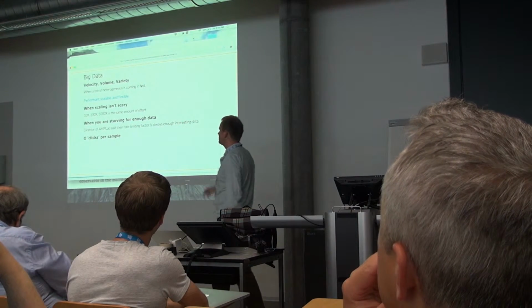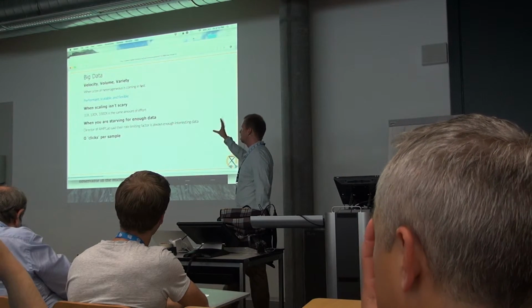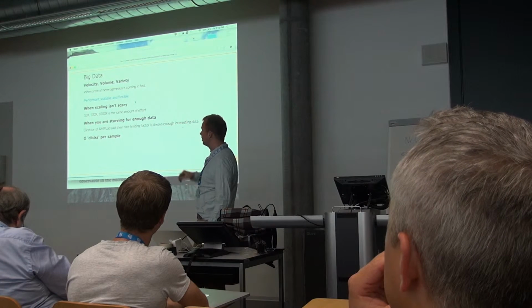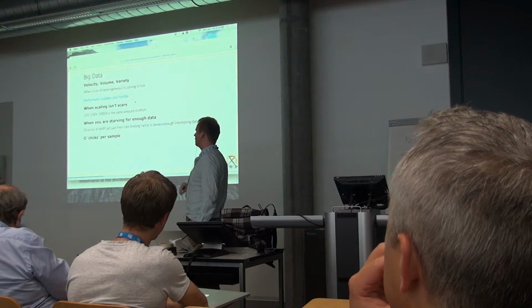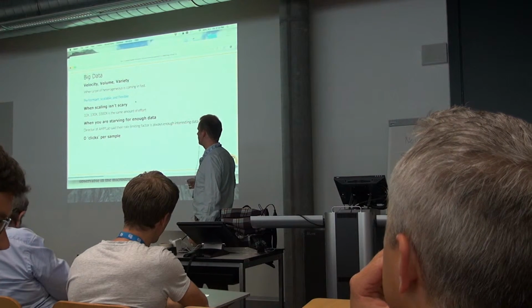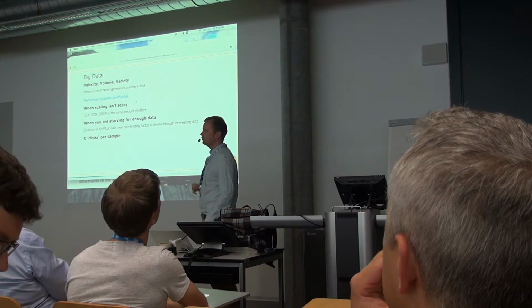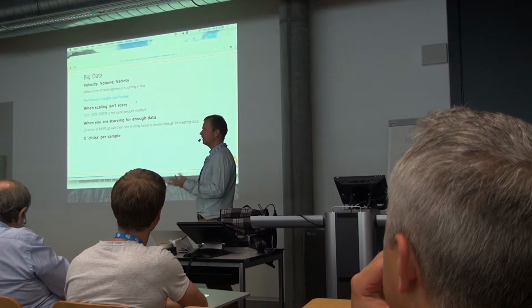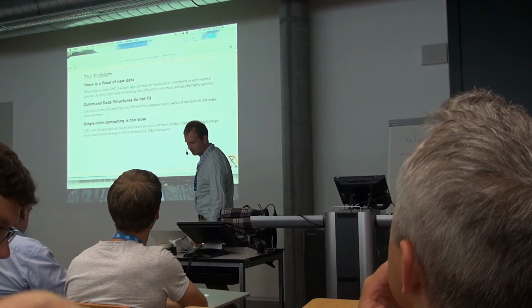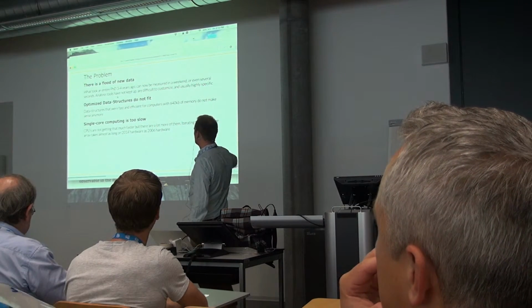So to kind of get into big data a little bit, this velocity, volume, variety, which fits well to our imaging paradigm, when scaling isn't scary, so you can go 10, 100, 1,000 times as big, and it's still the same amount of effort. When you're starving for enough data, so you can analyze everything so quickly that you don't worry about it, and 0 clicks per sample, of course.